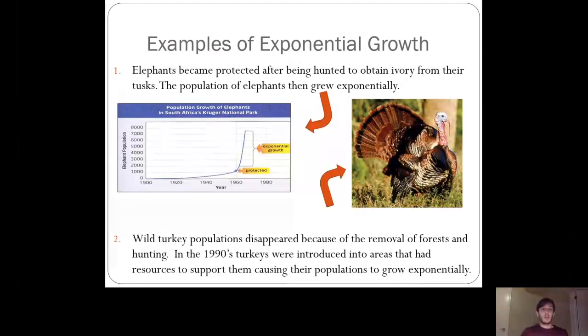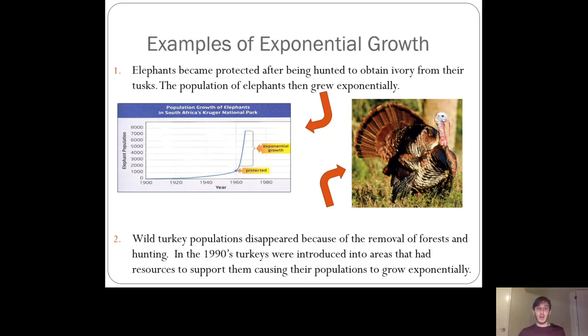So if we look at this graph here, the first example is about elephants in Africa. Now, elephants were hunted for a long, long time. They were hunted for ivory. Ivory is the material that their tusks are made of. It's a white material. But in order to get it, you couldn't just cut the tusks off. You had to kill the whole elephant just for the ivory tusks to make whatever out of them, whether it's sculptures or who knows.